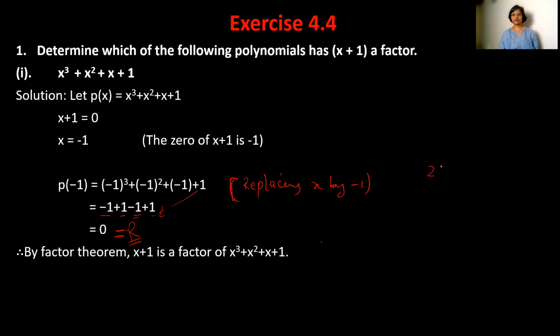Suppose here the number is 24 and we are dividing it by 8. So 8 threes are 24. Okay. So remainder is 0 means it is dividing completely. So that means this is a factor of it. Means 8 into 3 equals 24. Means 8 is a factor of 24. So just like that, here x plus 1 is a factor of this given expression.